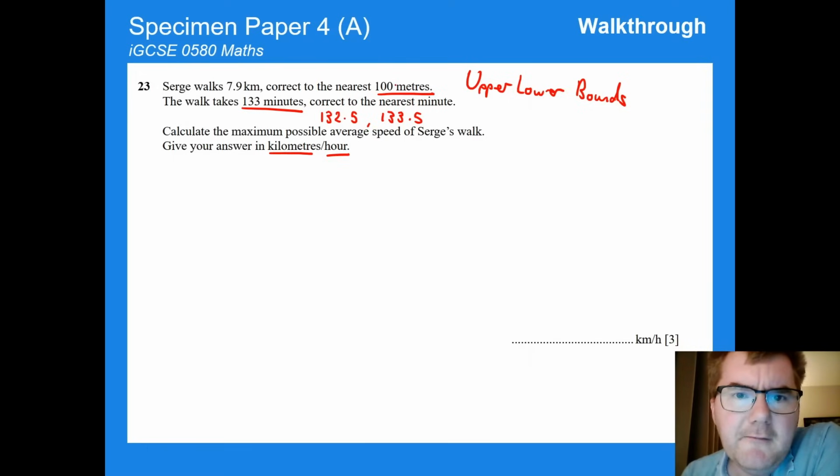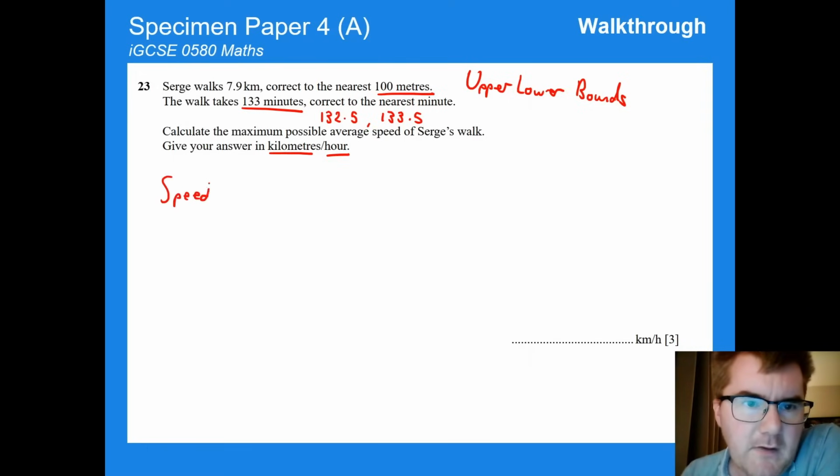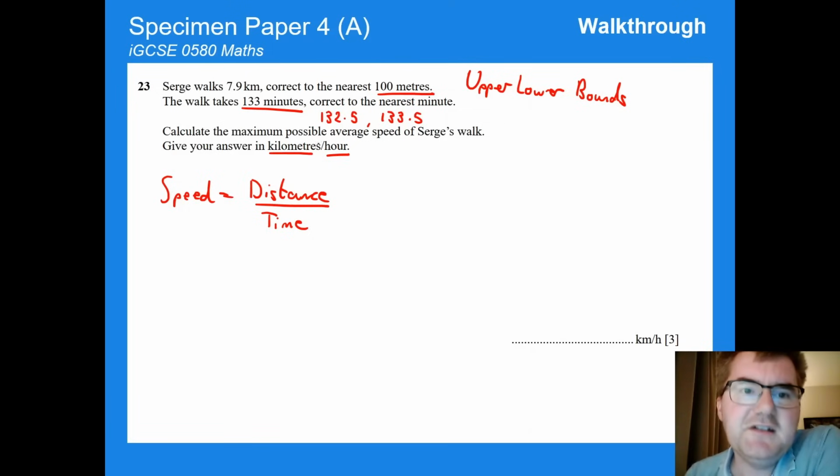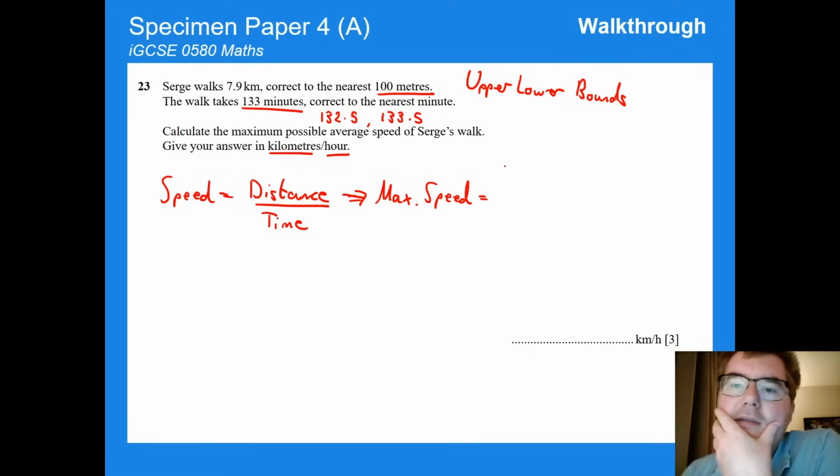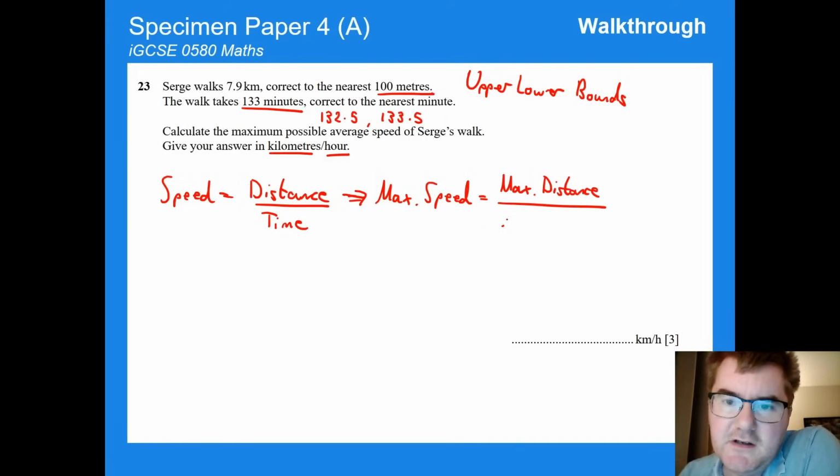We're going to be using the formula for speed, which is equal to distance over time. And we're looking for the maximum possible speed. Okay. So you want the maximum possible speed. This is where you have to be careful with the fraction idea. So if we want maximum speed, we want the biggest amount of distance, so max distance over the shortest or minimum amount of time taken.